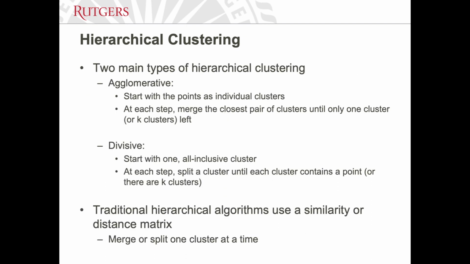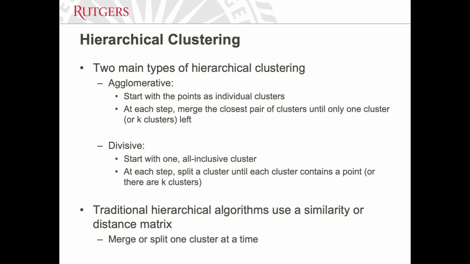There are two main types of hierarchical clustering. Agglomerative clustering is the most commonly used. It starts with the points as individual clusters, and at each step, merges the closest pair of clusters. Divisive hierarchical clustering starts with one all-inclusive cluster.